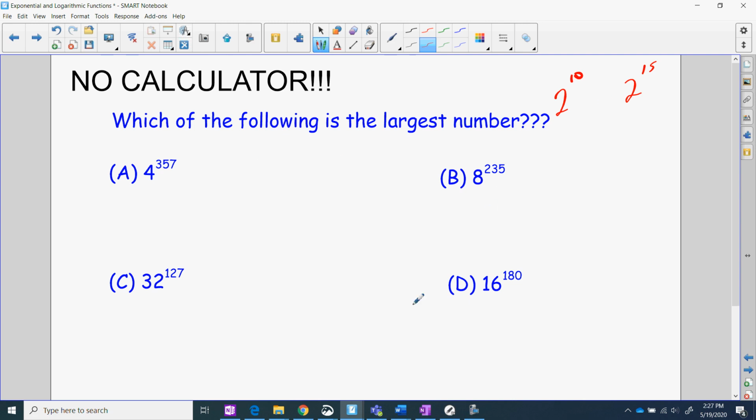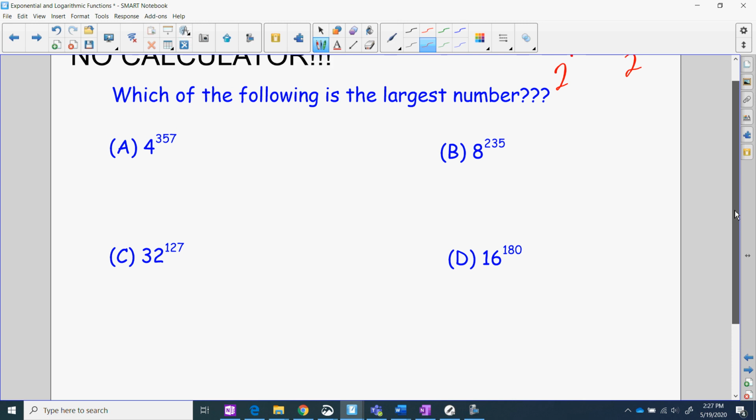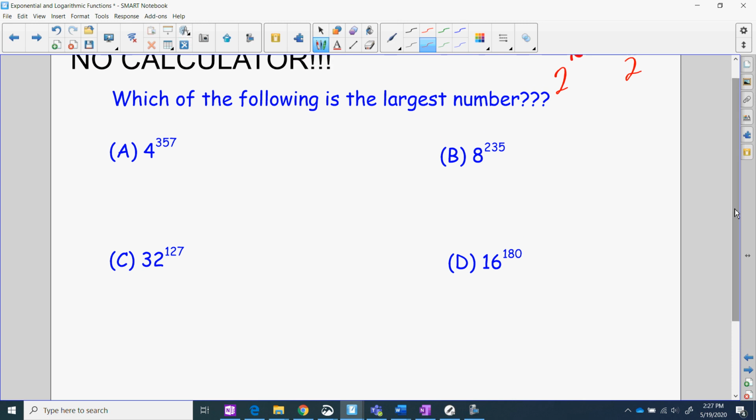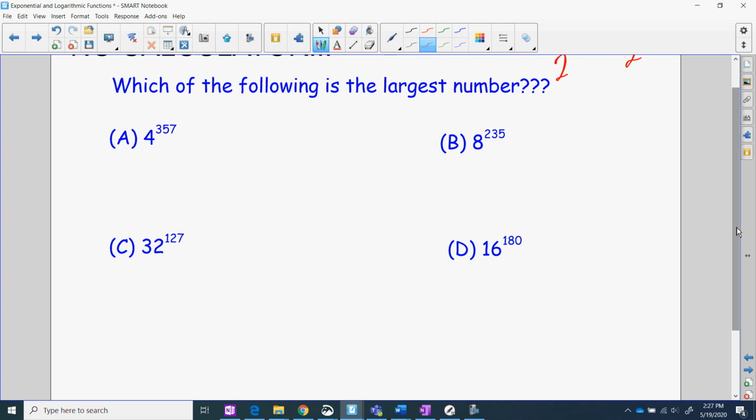Look back at these. Oh, wait a second, look at the bases. They're 4, 8, 16, and 32. Those are all powers of 2. How about we just change everything so that we're comparing apples with apples instead of apples, oranges, bananas, and pineapples, all different bases.